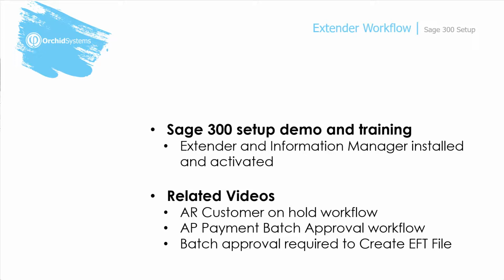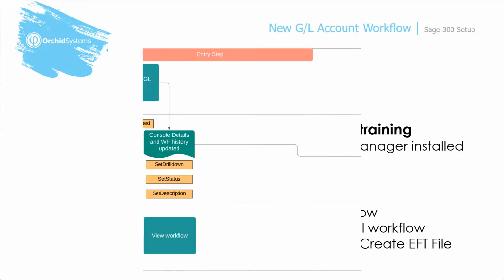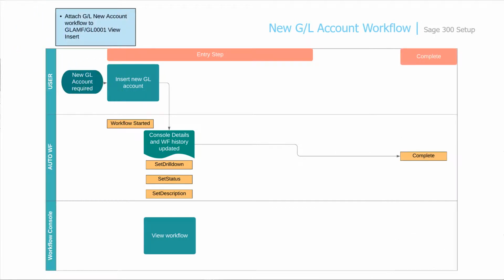So now we will configure a step-by-step workflow on inserting a new GL account. We will start off with a Sage 300 sample company where Extender and Information Manager have been installed and activated. There are other videos that show you how to use some detailed workflow examples to put a customer on hold and manage the taking off hold process, as well as AP batch approval. There is also one on how to ensure a batch is approved before create EFT file on that batch can be run. In the example today, we're looking at a workflow started when a new GL account is inserted.